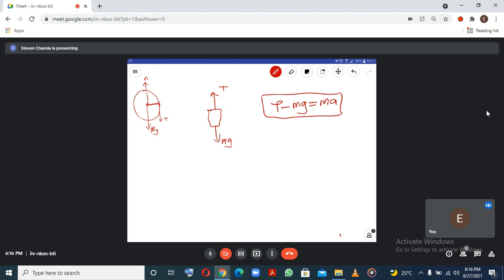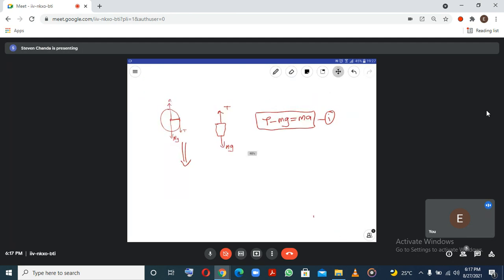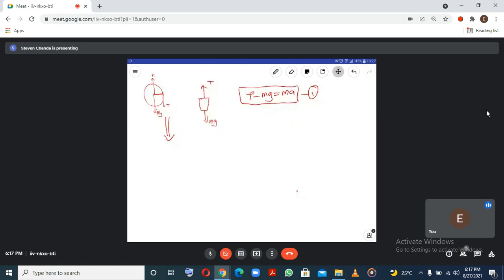You could call it equation 1. So with this equation 1, we can now leave it there for now. Then what we are now going to focus on is this wheel. What we are going to do for this wheel is write what's really happening on this wheel.